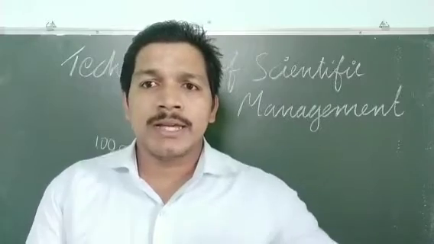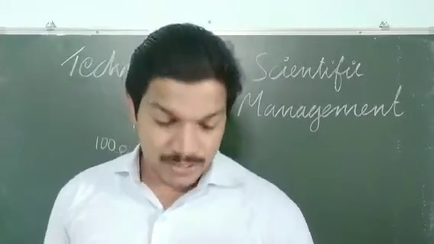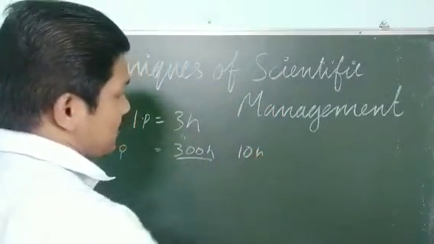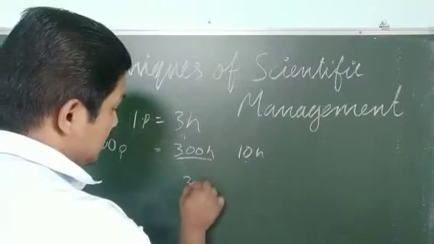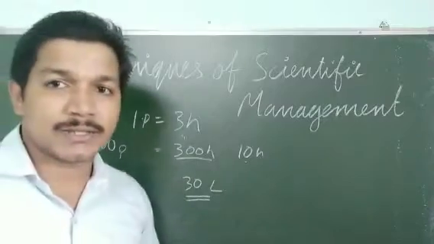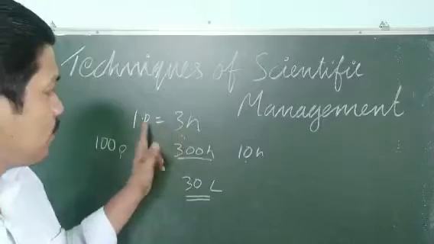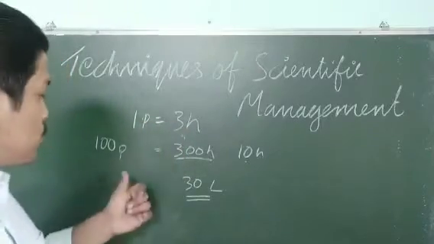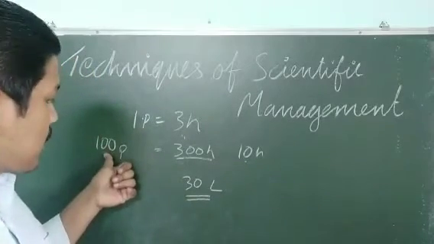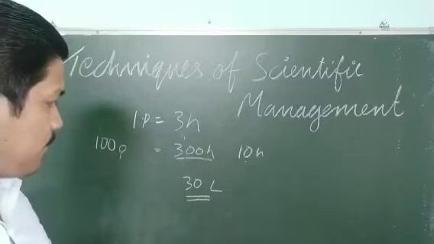Normally 8 hours of time is given for an employee, or sometimes 10 hours, imagine. So if 10 hours is given for one employee, then we need 30 laborers. 30 laborers are required for completing this task, because we need to complete 100 products. For completing one product, 3 hours of time is taken. So a total of 300 hours will be there. So if 100 products have to be completed, then 30 laborers have to do the job.